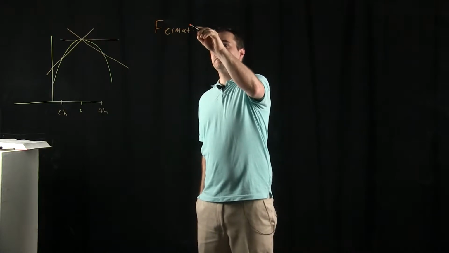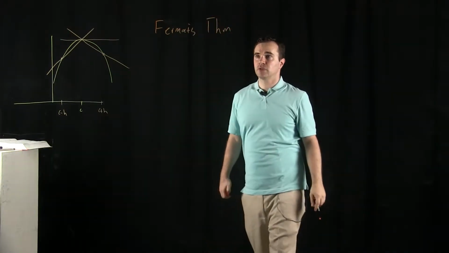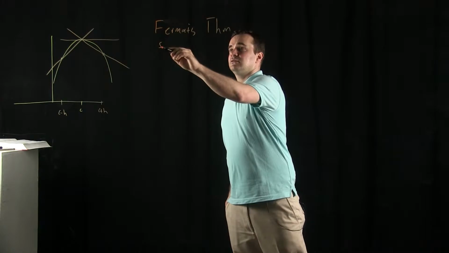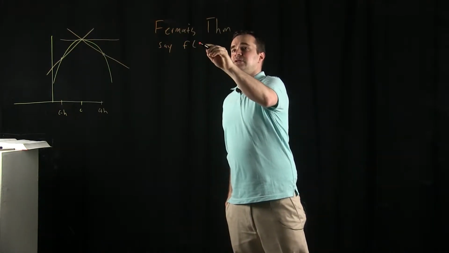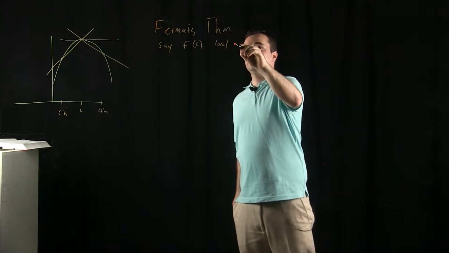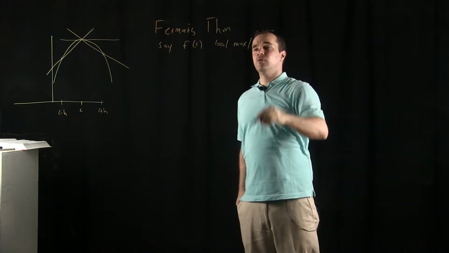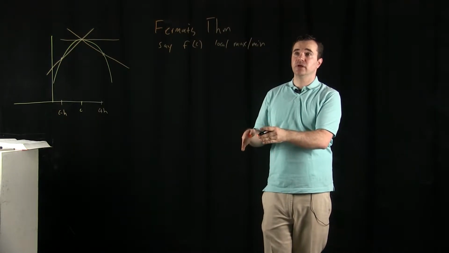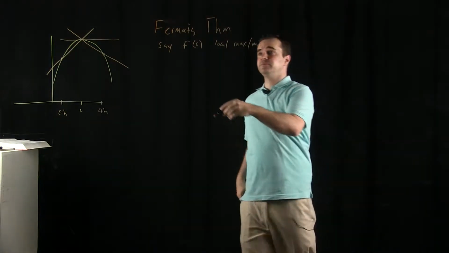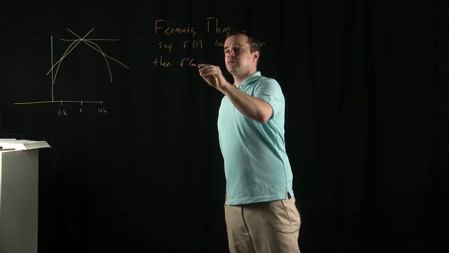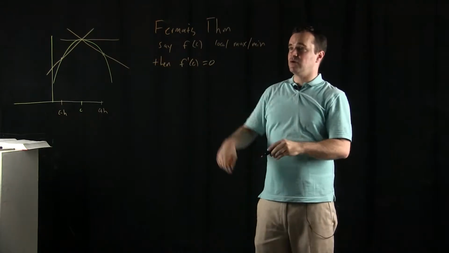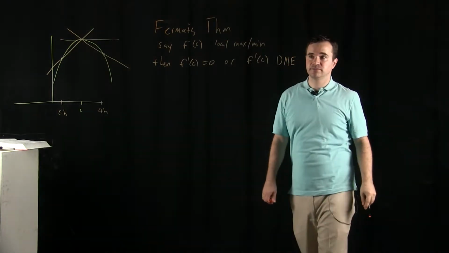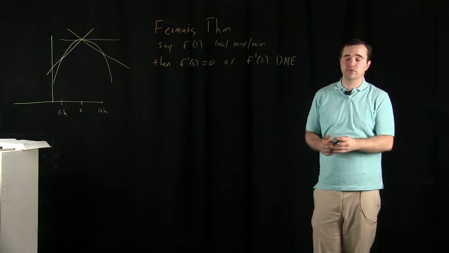So this is Fermat's theorem, and the precise statement of this is that, say you have f of c, and that's a local max or a local min, then one of two things has to happen. Well, first of all, you must be a critical point, which means that one of two things has to happen. Either your derivative is equal to 0, which is the case that I've drawn there, or your derivative does not exist, because that's what it means to be a critical point.